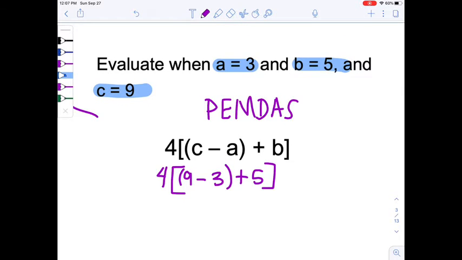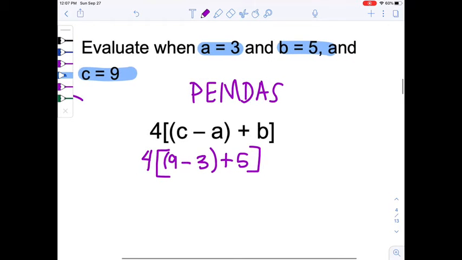If it will let me write on here. There we go. First step is parentheses. So we have brackets, and then inside the brackets we have parentheses. So I'm going to start with that. 9 minus 3, which is 6.